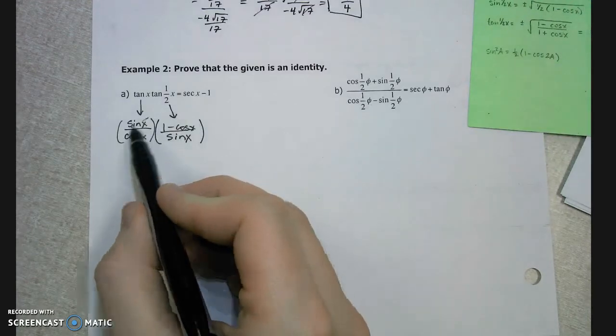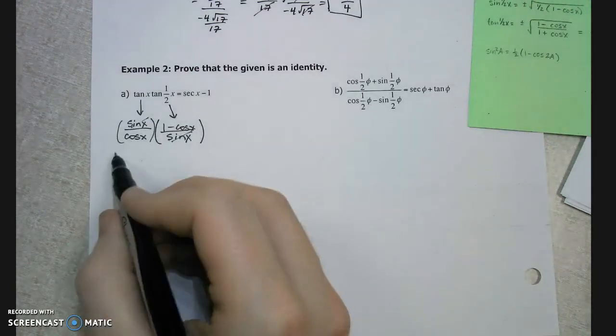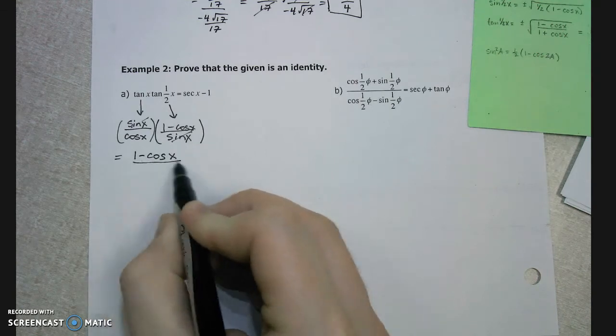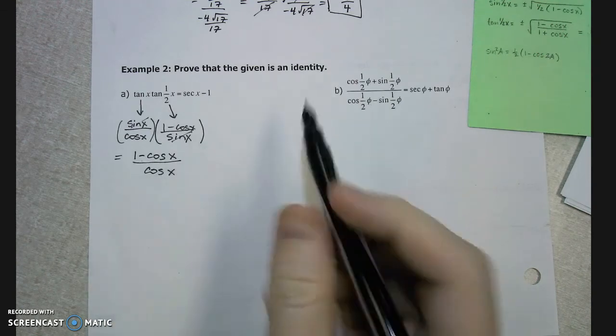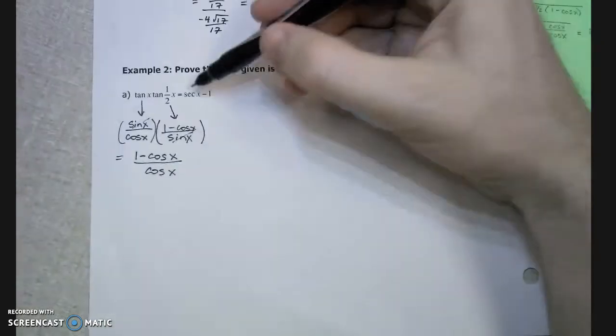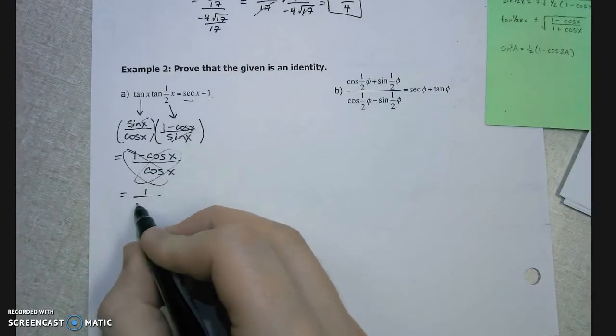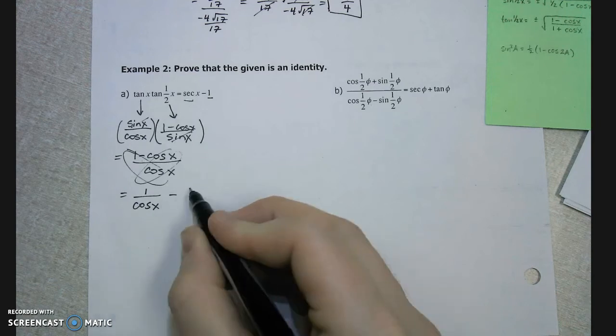We've got sine cancels with sine because we're multiplying. And that leaves me with 1 minus cosine over cosine. And we're really close to the end. We just have to figure out how to get that secant, how to get that minus 1. If you think about splitting these fractions, you can see how we get to the end.